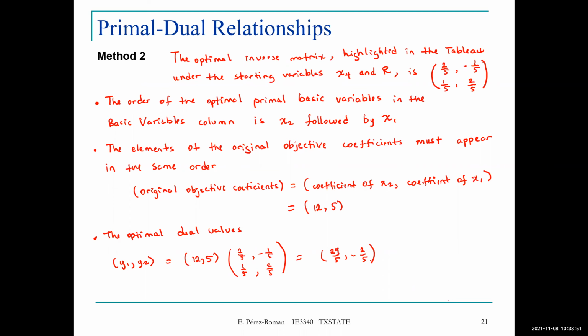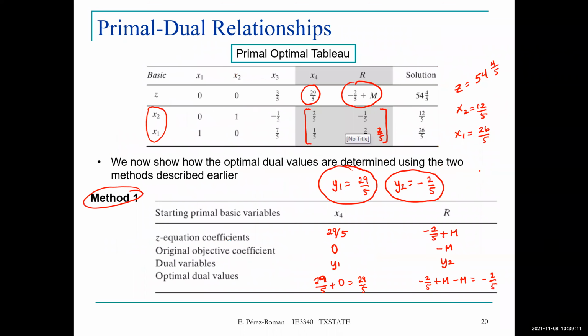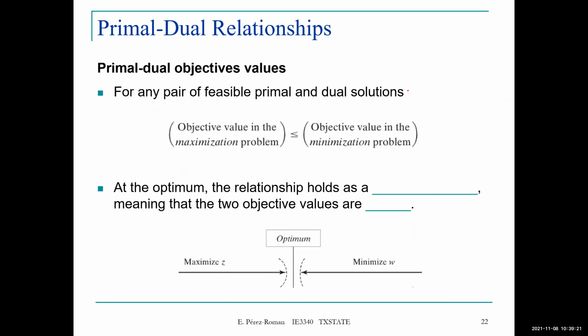But then on Wednesday, we're going to go deeper in terms of why this is important, how this connects, why this is true. If you plug these values, 29/5 and -2/5, into this objective function, you should get the same solution in terms of the objective function, 54 4/5, which is what this is trying to represent. But we'll see in time.